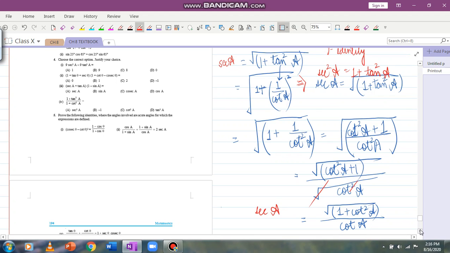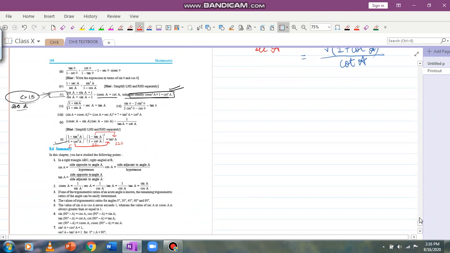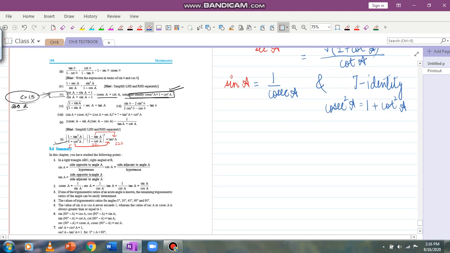And finally I need to write down the answer for sine A. And again, I don't have a direct relation between sine and cot. I need to find out another way. What I know is I can write sine as the reciprocal of cosecant, and I can use the trigonometric identity which relates cosecant with cot. Cosecant square A equals to 1 plus cot square A. Find the value of cosecant from here and just use it here in the reciprocal.